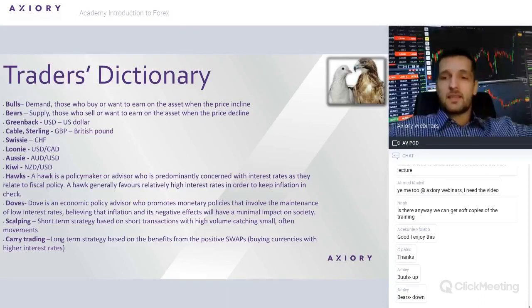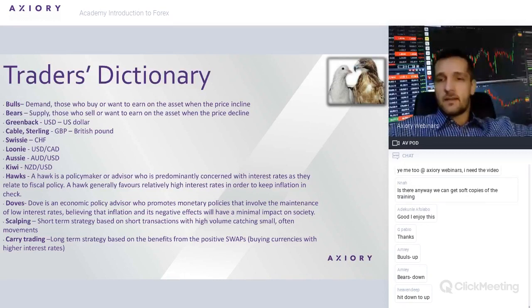Bulls up, bears down. But why do we say it like this? Bulls up and bears down. Yes, bulls when they attack with horns.